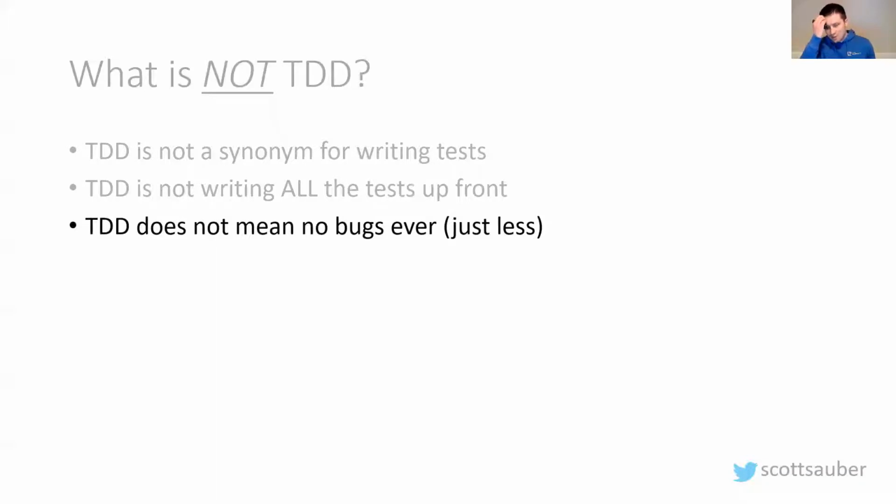And test-driven development does not mean you will never ship bugs. It does mean you will ship less, in my experience, but it does not mean you will never ship any bugs, because there will be things that you don't think about or requirements that come in that change or whatever the case may be. Test-driven development does not mean you will never have a bug ever, but it will mean you will have less in the future, in my experience.